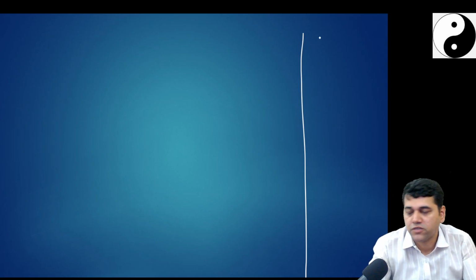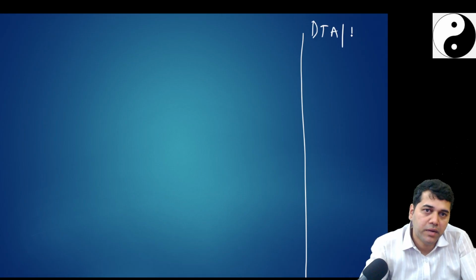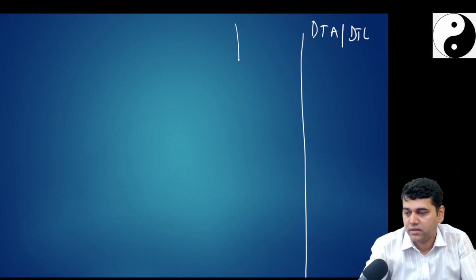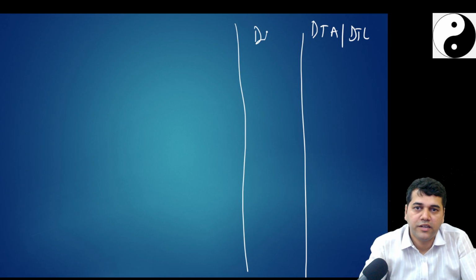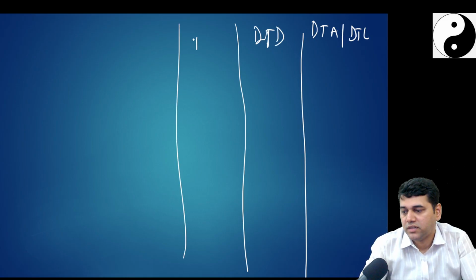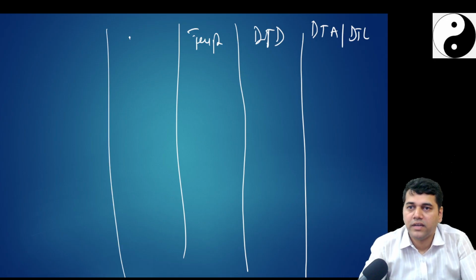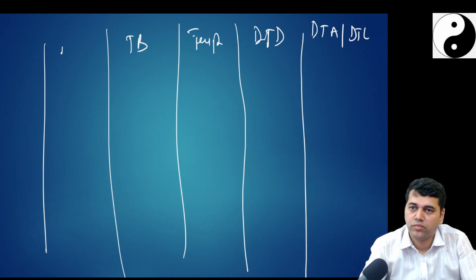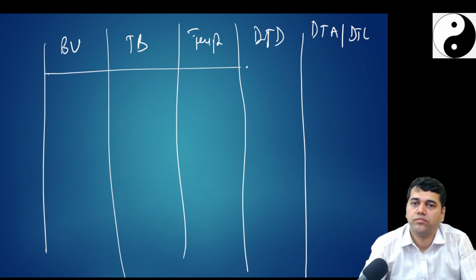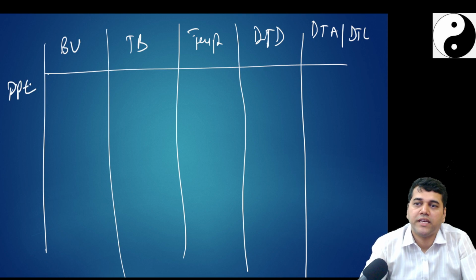We will do it in the last one. DTA by DTL. This is the difference, deductible or taxable difference, temporary difference, tax base, book value. You have to start with one item, PPE.